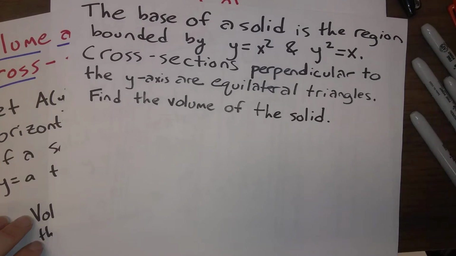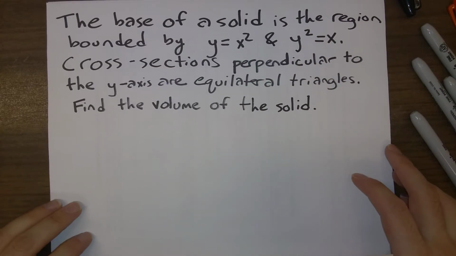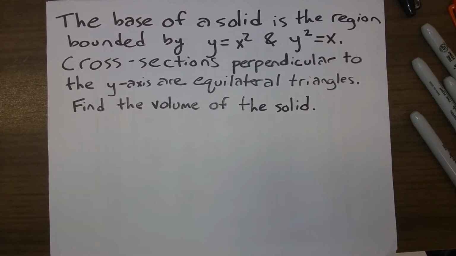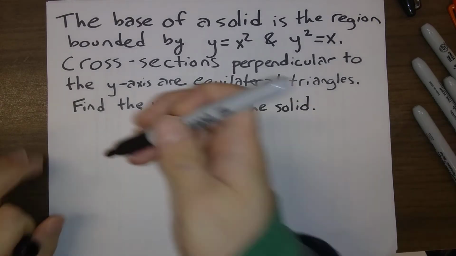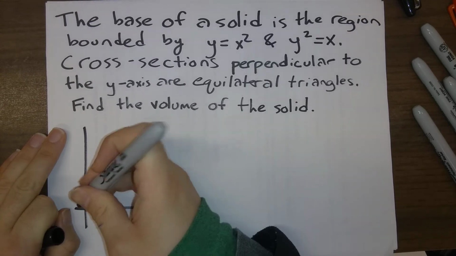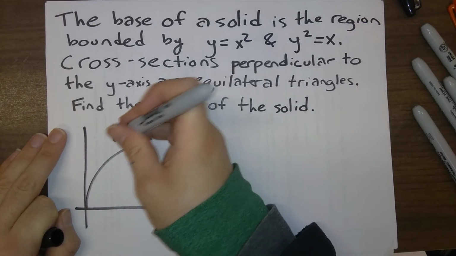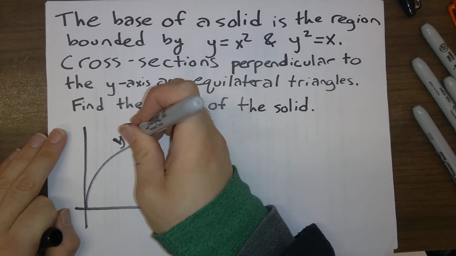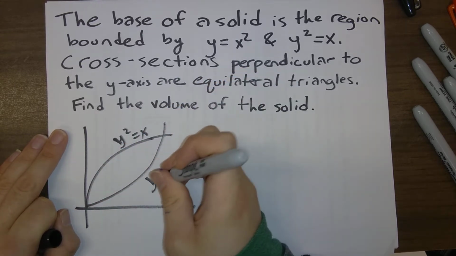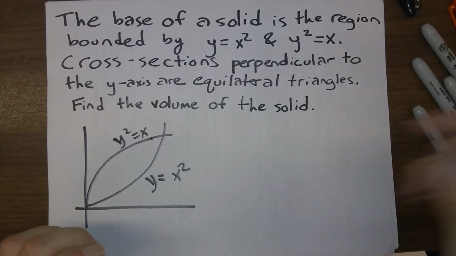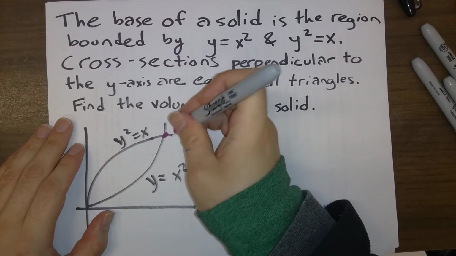The base of the solid is the region bounded by y equals x squared and y squared equals x. So that looks like, let's draw a picture here. This is y squared equals x, and this is y equals x squared, and they intersect at the point (1, 1).